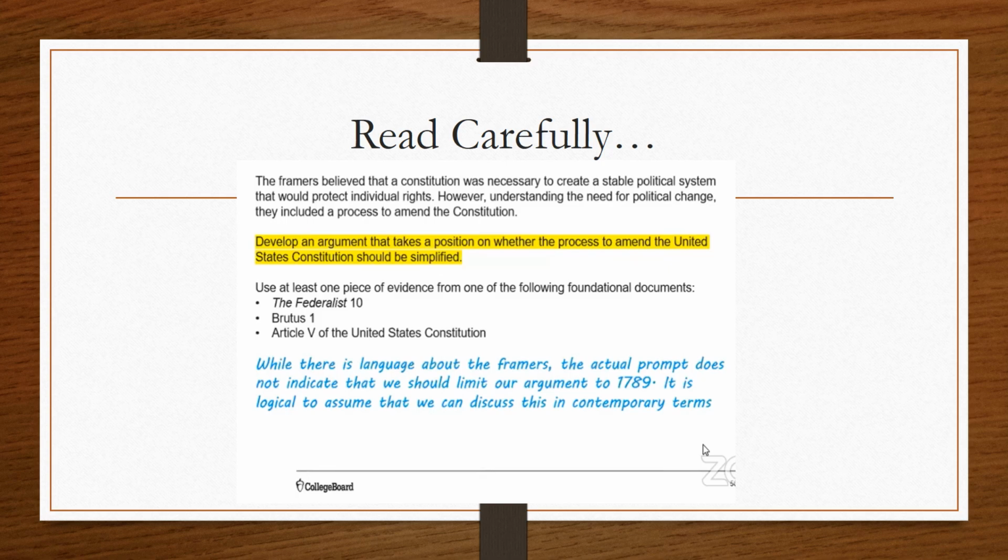You can discuss their intentions along with contemporary applications, okay? So here's what they're going to do. They're going to give you 3 potential documents. You need to use at least one of those 3. So here your choices are Fed 10, Brutus 1, and Article 5 of the United States Constitution. So you must choose one of those.